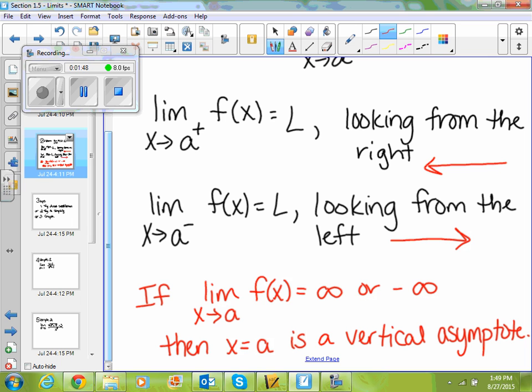And then we do have infinite limits, and what that means is that we have asymptotes at those parts. So if the limit as x approaches a of any function is infinity or negative infinity, then we know that the line x equals a is a vertical asymptote.